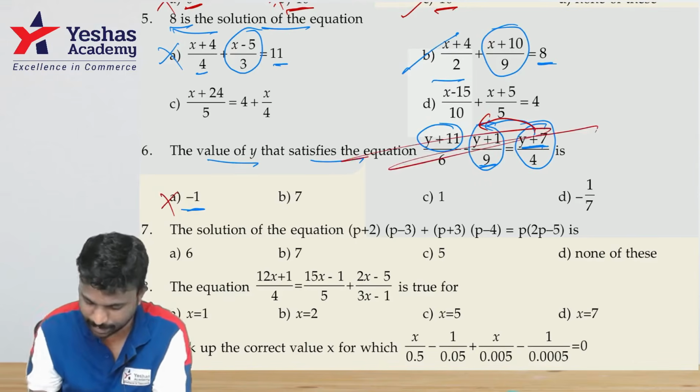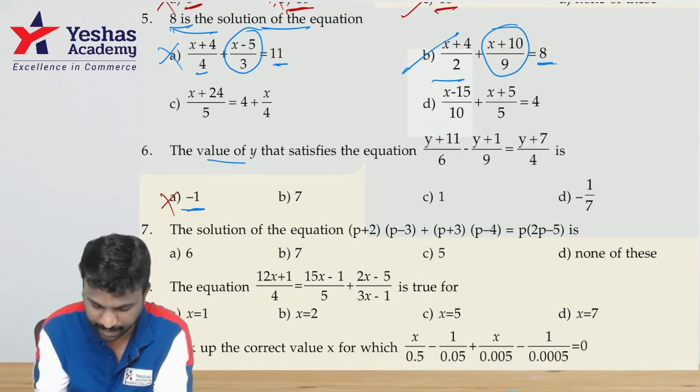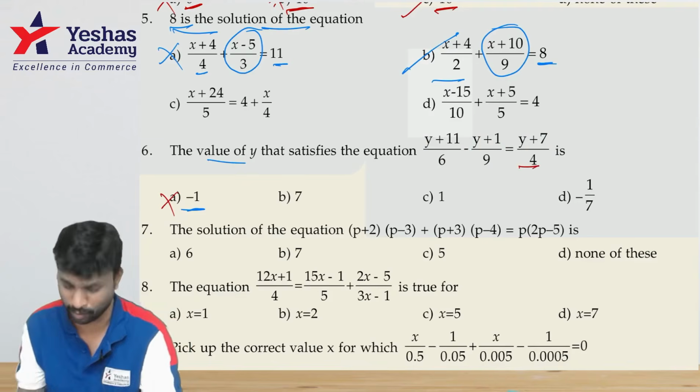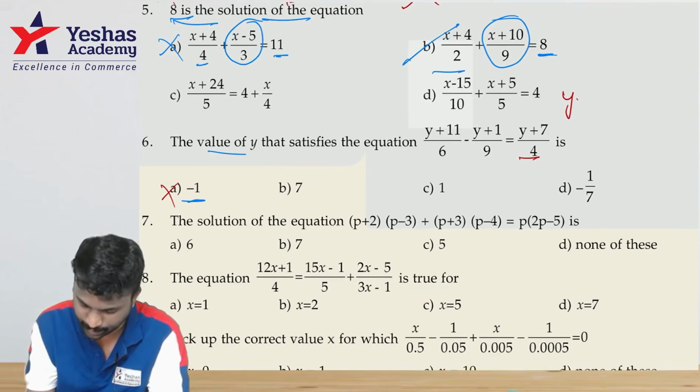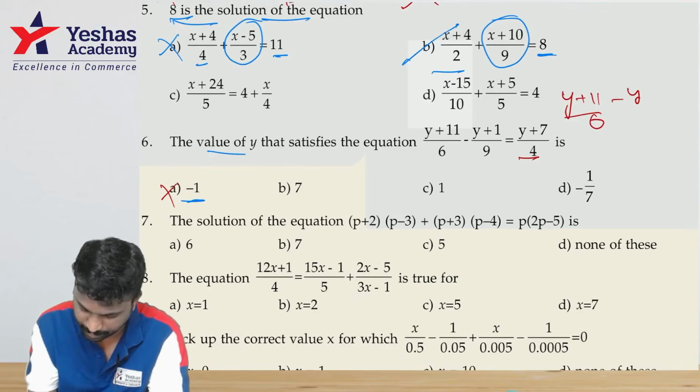Guys, are you understanding what I'm saying? So what I'm saying is, instead of keeping this y plus 7 divided by 4 on the right hand side, send it to the left hand side like this.